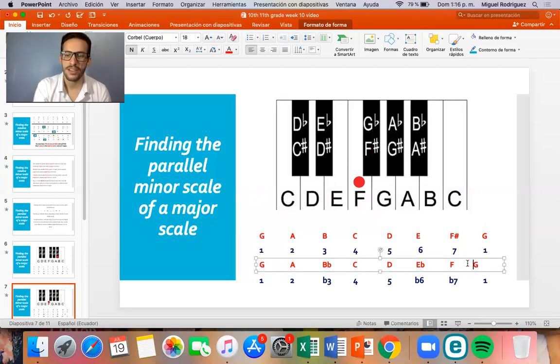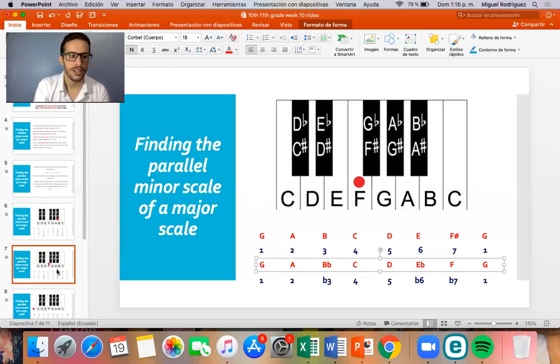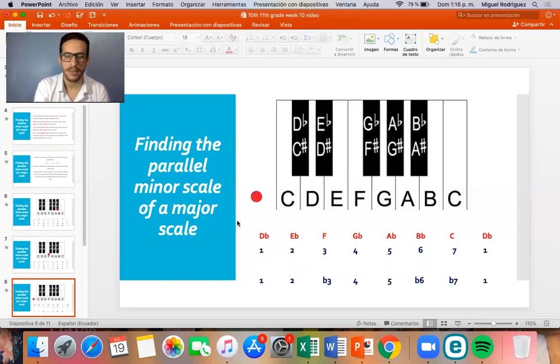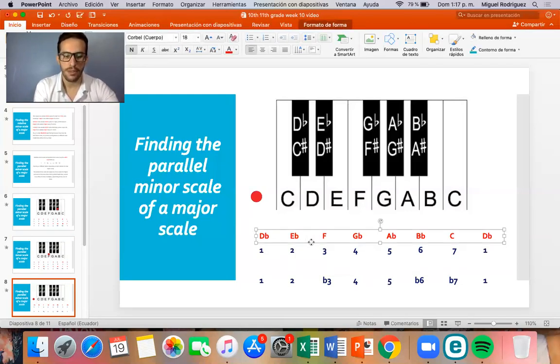This is the G minor scale. Okay. G, A, B flat, C, D, E flat, F, G. Okay? That is the G minor scale. Moving on, another example. The same thing. We're going to do the same exact process. This is the D flat major scale. D flat, E flat, F, G flat, A flat, B flat, C, and D flat. Okay, we have the numeric formula for the major scale, and we have the numeric formula for the minor scale. So we're going to do the same process. We're going to copy these notes.